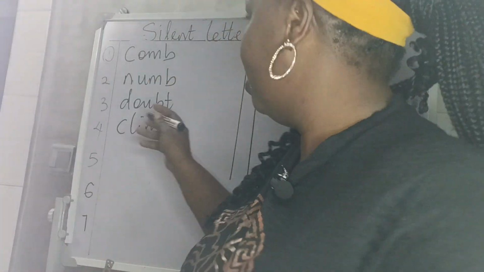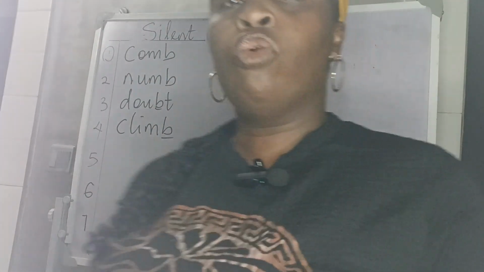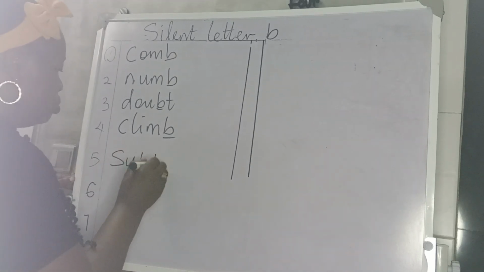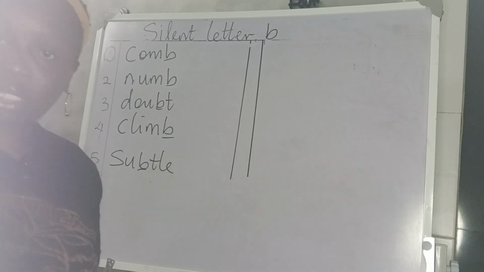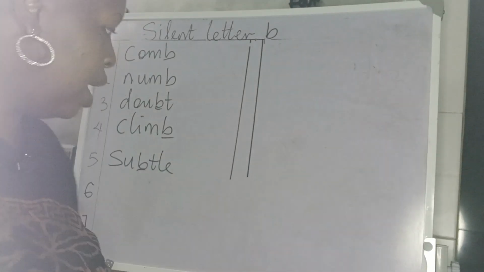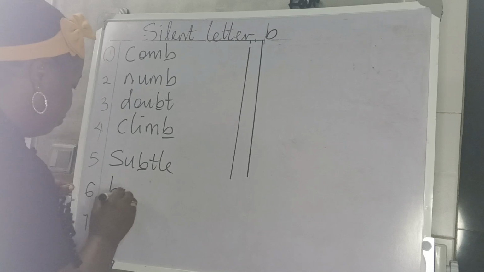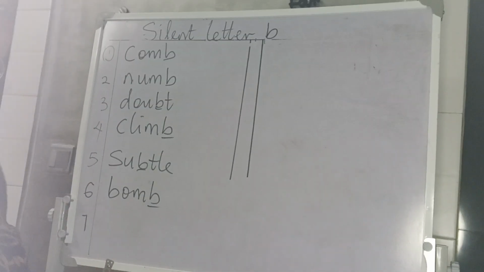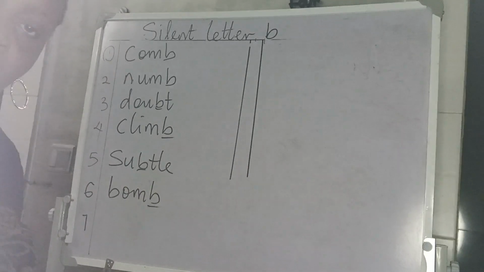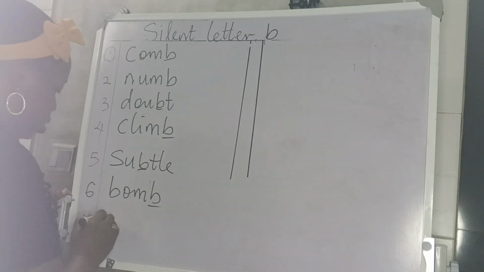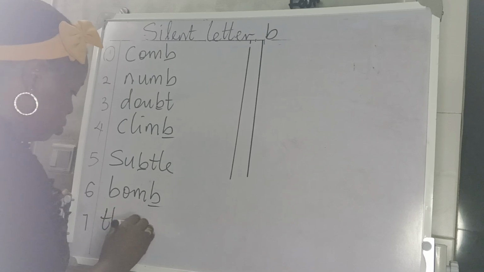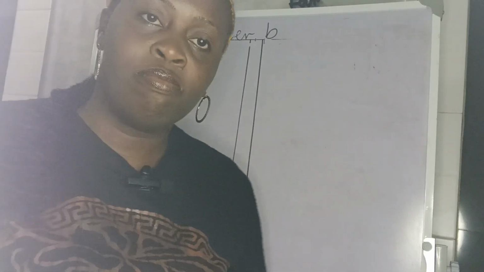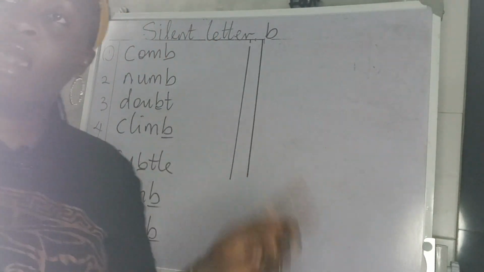Climb. Did you see those words? Climb. The B is also what? Silent. Let's look at subtle. Subtle. The B is silent. Bomb. In the spelling, B is there, but in the pronunciation, it is not there. Bomb. Pronounce this. Thumb. Your thumb.